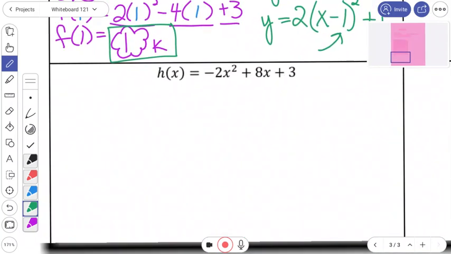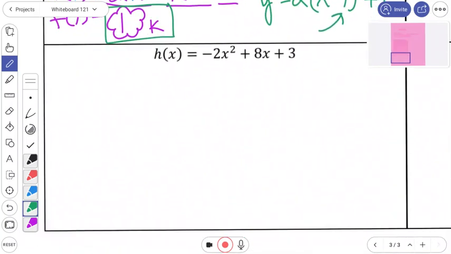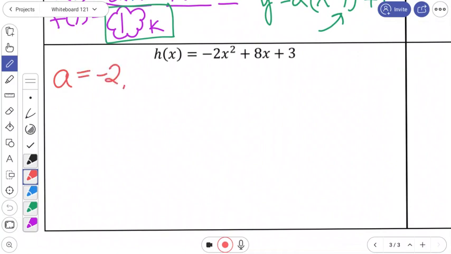All right, last example. H of x equals, and h of x is the same thing as saying f of x, which is the same thing as saying y equals. So h of x equals negative 2x squared plus 8x plus 3. Identify. Our a value is negative 2. Our b value is positive 8. Our c value is positive 3.